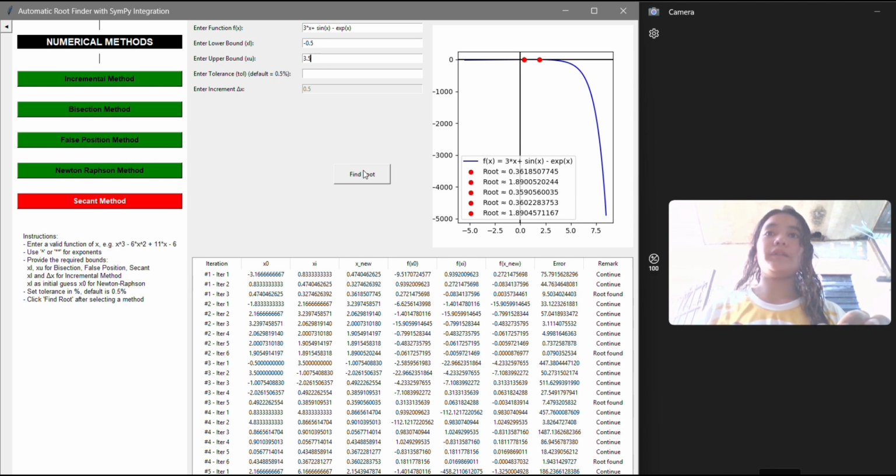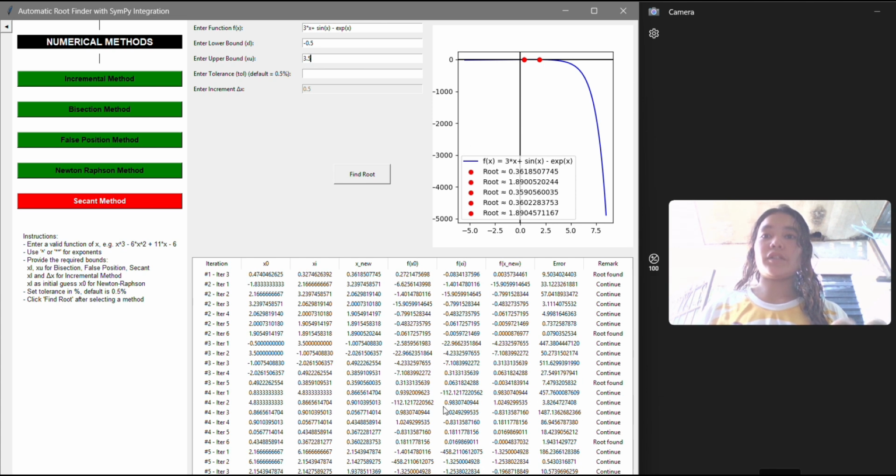Lastly, the secant method and its iteration table.